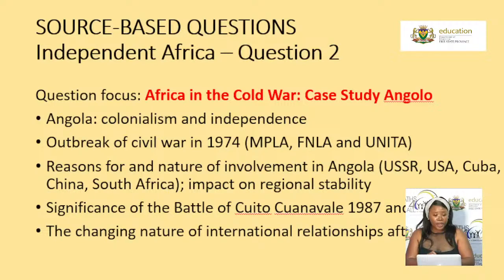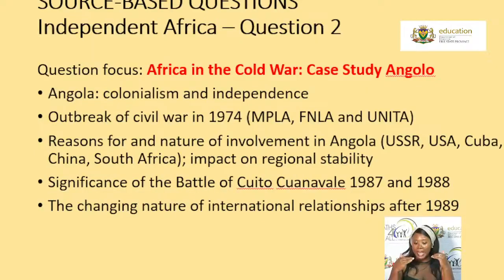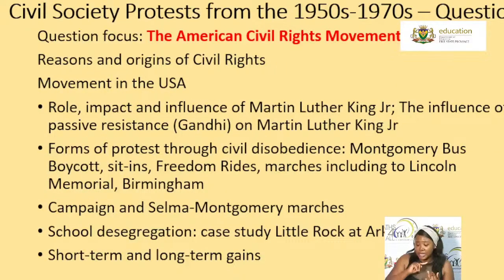Now, the source-based question, which is Question 3, the American Civil Rights Movement. We must focus on the reasons and the origins of the civil rights movement in the USA, the role, impact, and influence of Martin Luther King Jr., the influence of passive resistance, and the impact that Mahatma Gandhi had on Martin Luther King Jr. Then forms of protest through civil disobedience, with special focus on the Montgomery bus boycott, the sit-ins, the freedom rides, the marches, including the Lincoln Memorial, the Birmingham campaign and the Selma to Montgomery marches, and school desegregation with the case study of Little Rock in Arkansas. And then we also need to look at the short-term and the long-term gains.